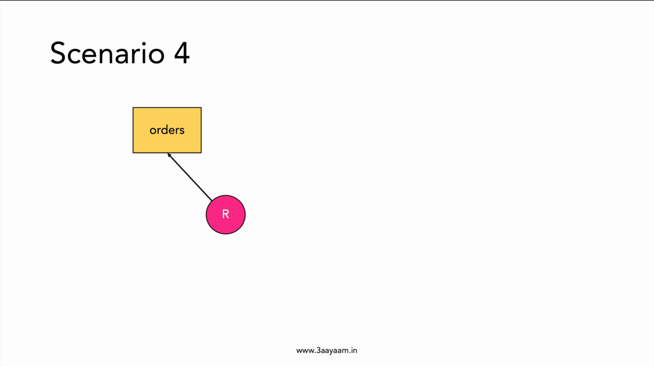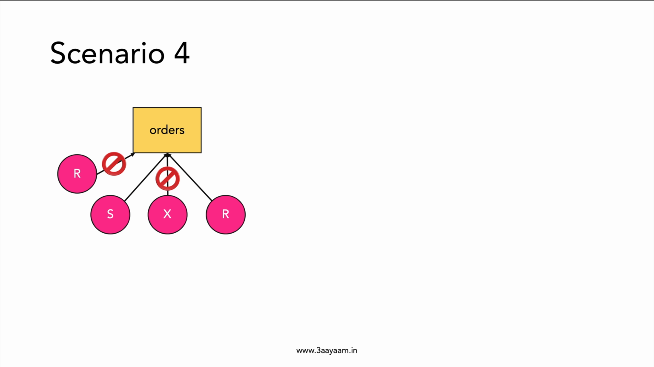Now in scenario 4, I'll try to take share row exclusive lock by running an insert statement, and I'll run another share row exclusive lock using an update statement or delete statement, and an alter statement. Both of them should not be allowed. But if I run a select statement, it will take access share lock. This should be allowed.